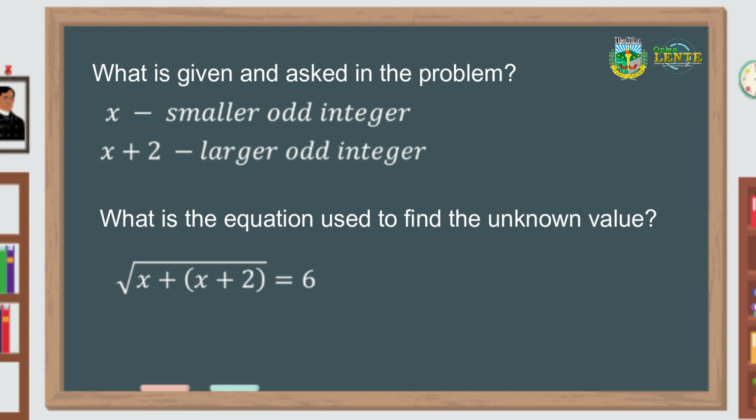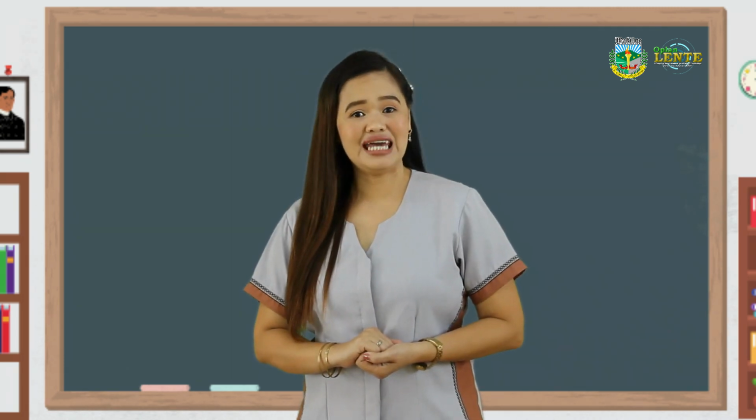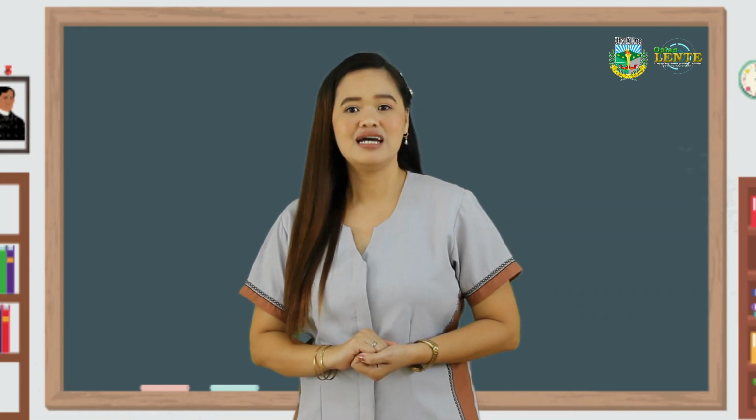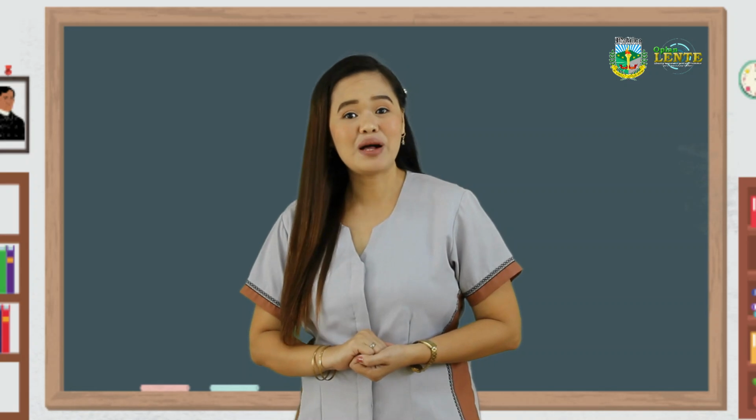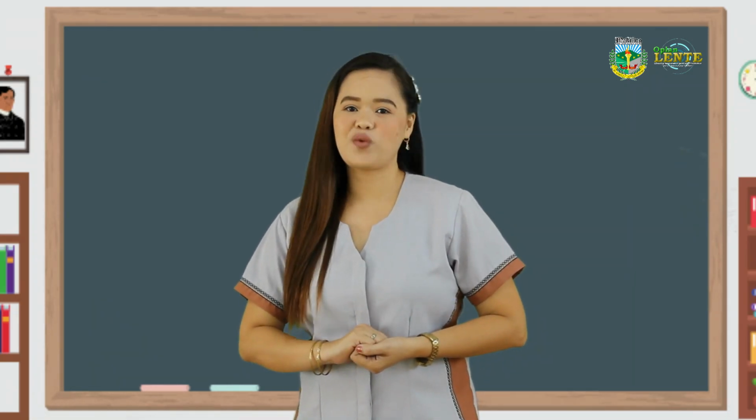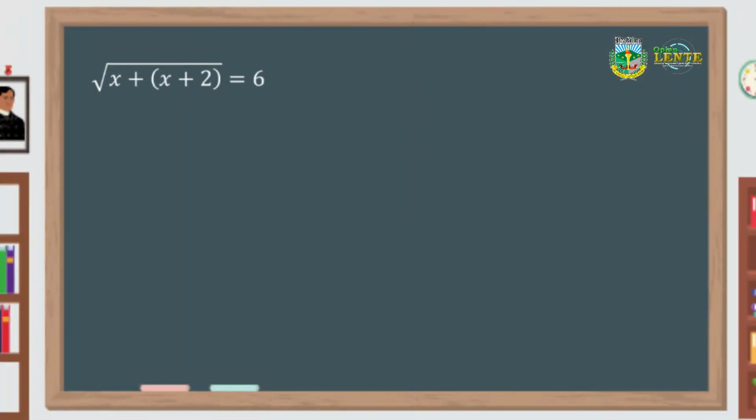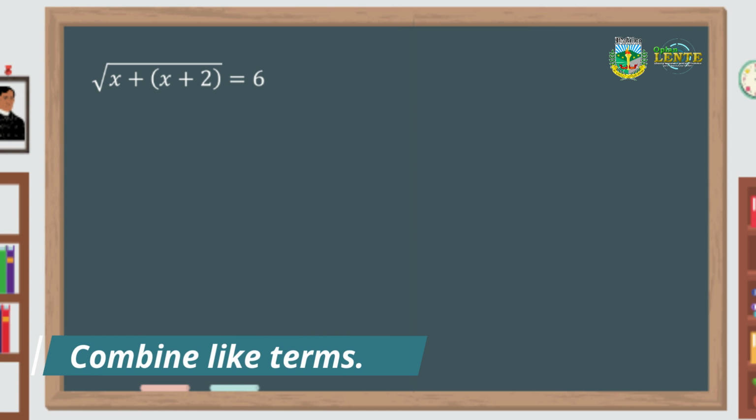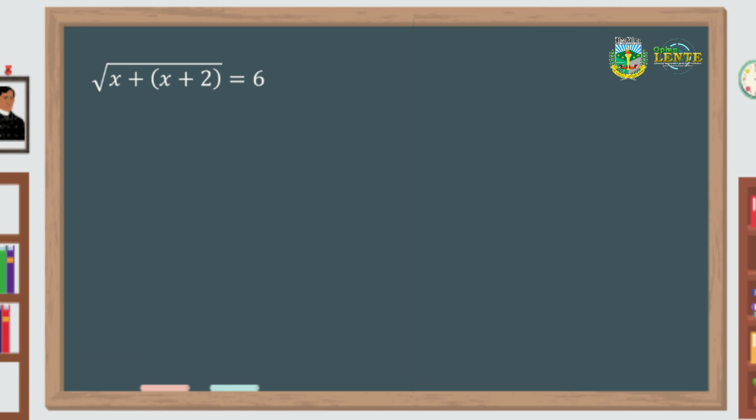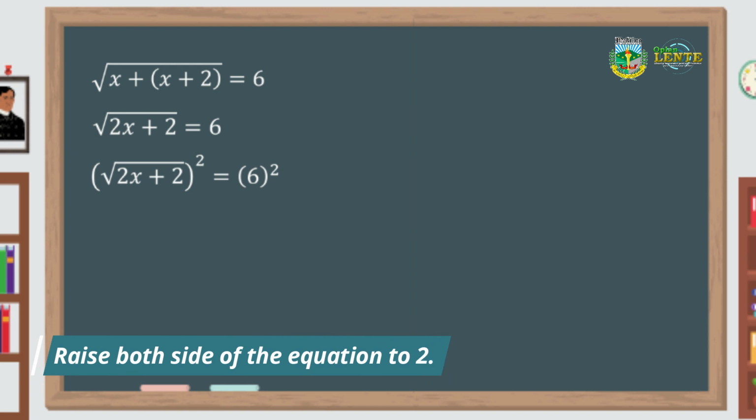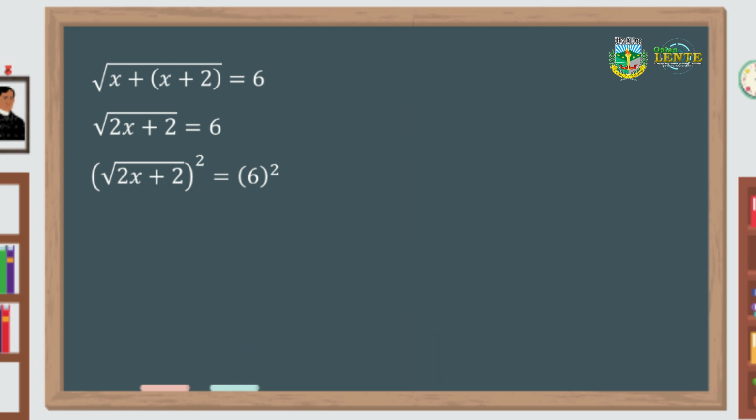As we can see, it is a sample of a radical equation because our unknown variable is part of the radicand. We already have the radical equation that will help us determine the larger integer. We will now apply the fourth step in solving the radical equation. Because the unknown variable is already separated on both sides of the equation, we will proceed to the second step by combining like terms. If we combine, the result will be the square root of 2x plus 2 is equal to 6. We can now proceed to step 3 by raising both sides of the equation to the value of the index, and that is 2. The equation now will be 2x plus 2 is equal to 36.